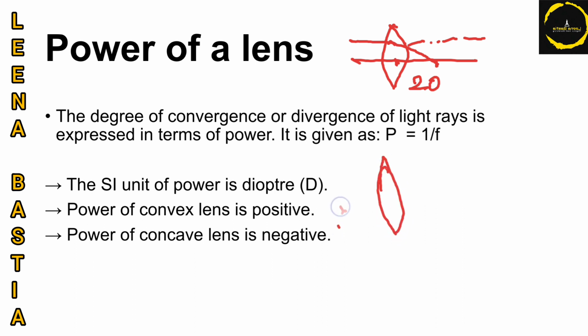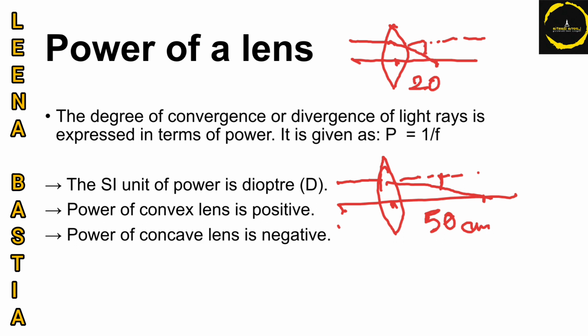I take the same convex lens, but here the change is the focal length, which is 50 centimeter. The light ray came, it is supposed to go straight like this, but instead it converges like this. So this is another angle. This is theta, and this one is theta 1. If we compare these two, theta is more than theta 1. This is case 1, and this is case 2.